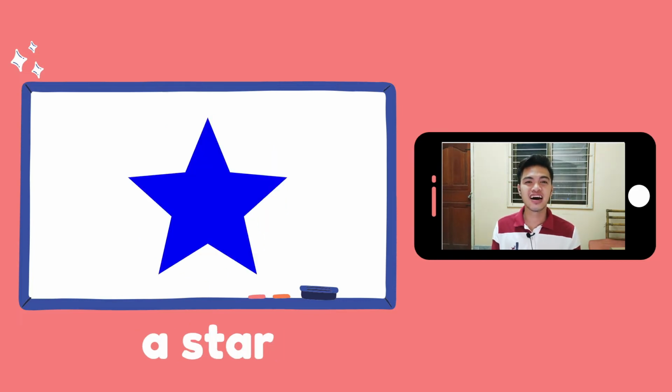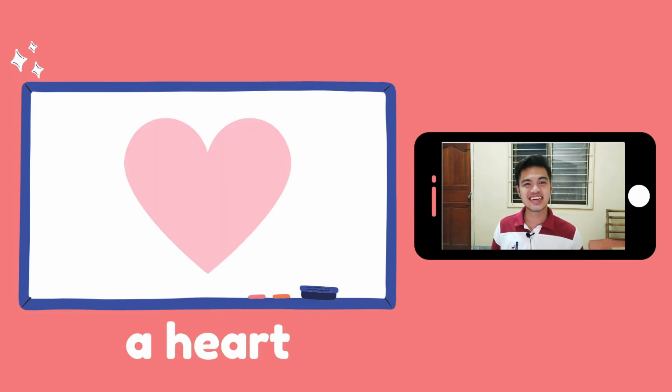Say, a star. Okay, it's a star. Can you think of something that has the shape of a star? Very good! We can have lanterns. So, the star looks like this. Say, a star. Okay, very good! So let's go to the next one.